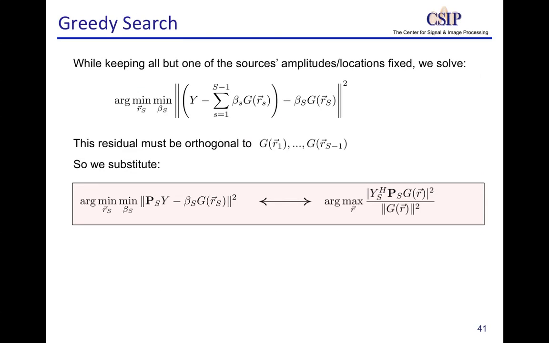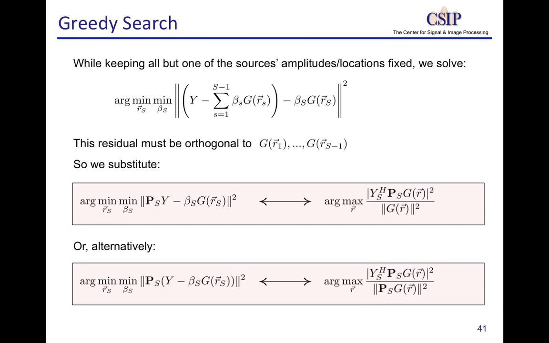So this residual must be orthogonal to all of the Green's vectors. So we can substitute just this projection matrix applied to y minus beta s g r of s when we're estimating the s source location. And this is equivalent to just maximizing this inner product that's basically weighted through this projection matrix P of S divided by this G of R squared to normalize everything. So this P of S is just constructed so that it will null out any contribution that comes from any of the known Green's functions, essentially.